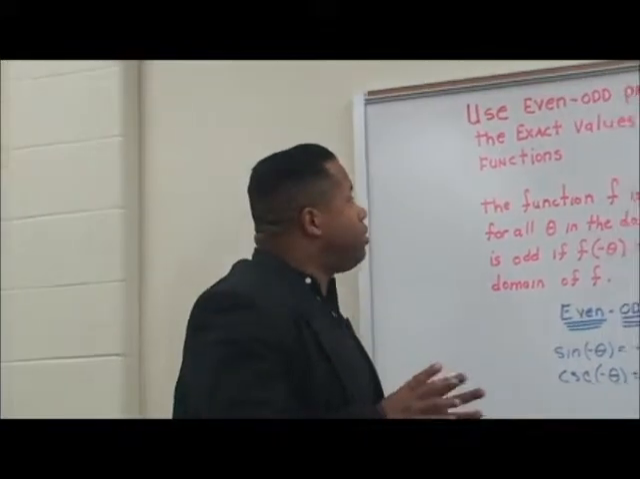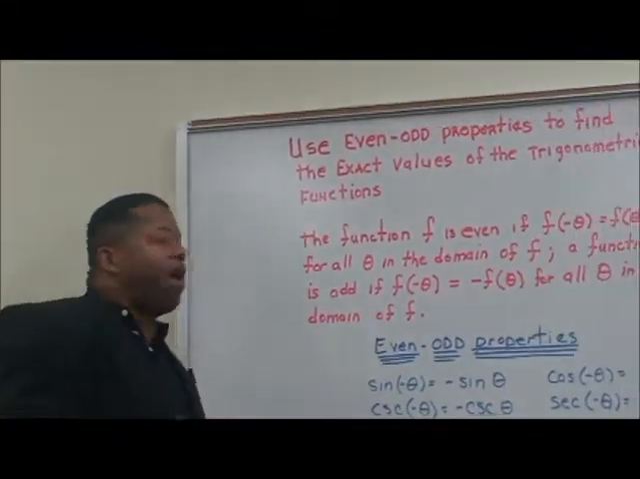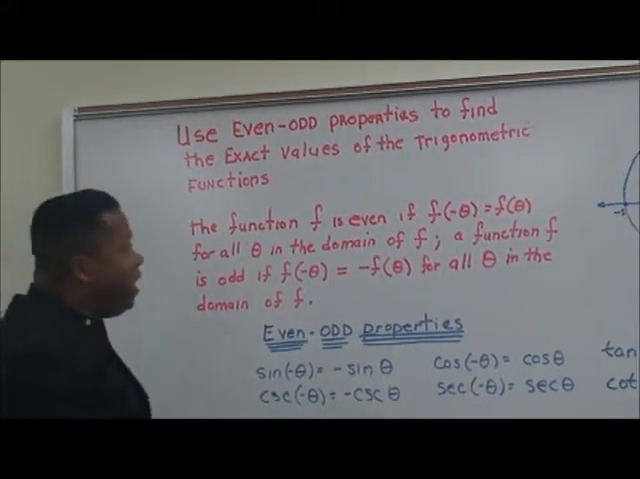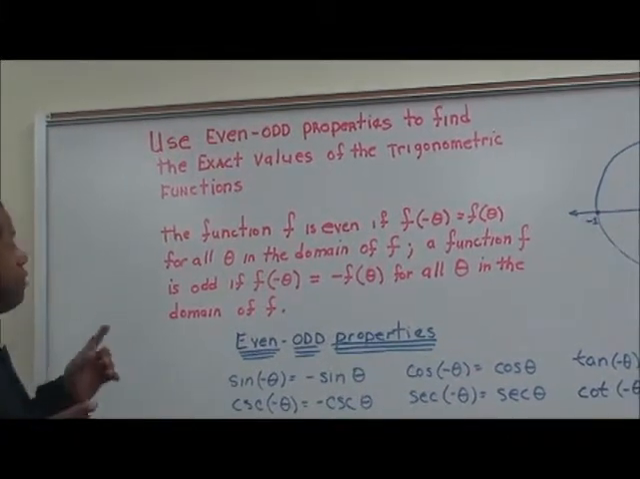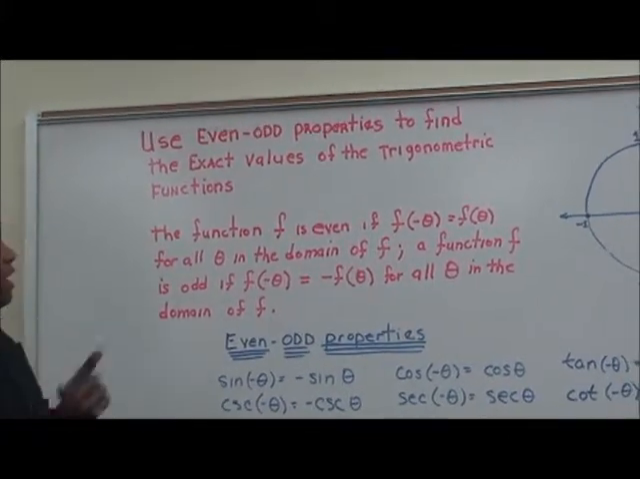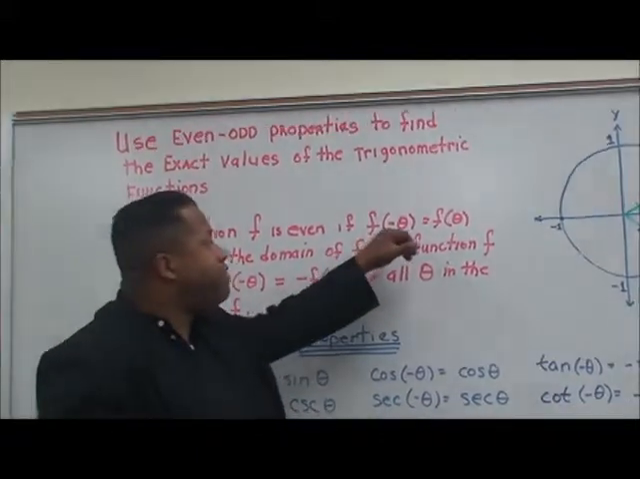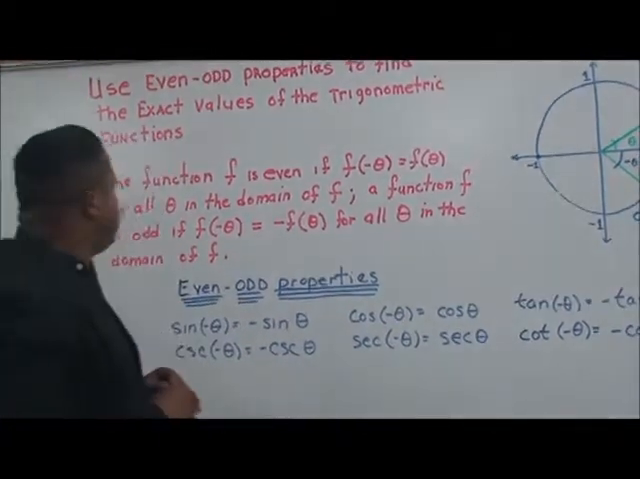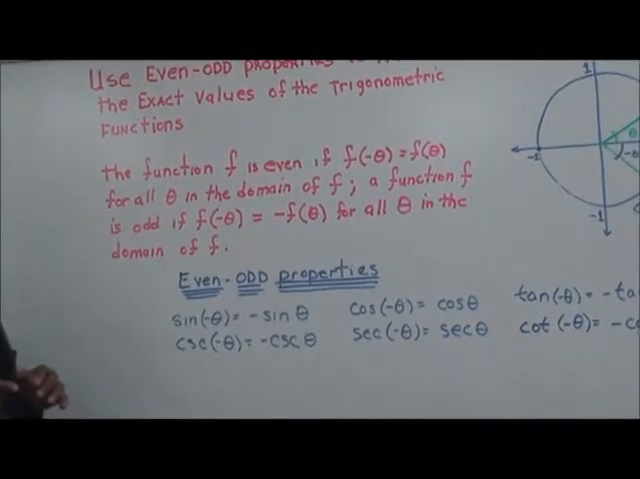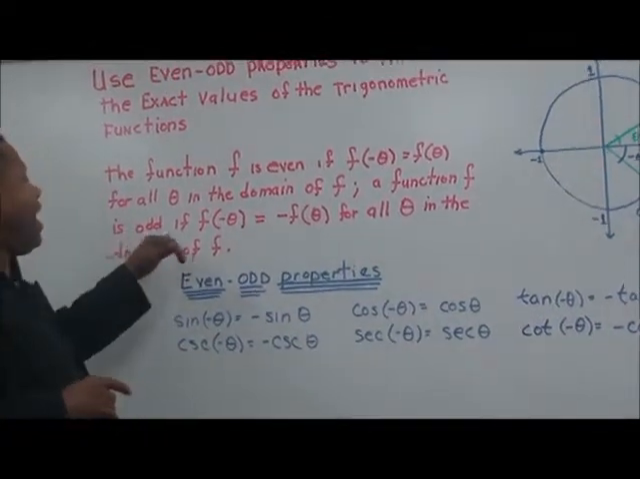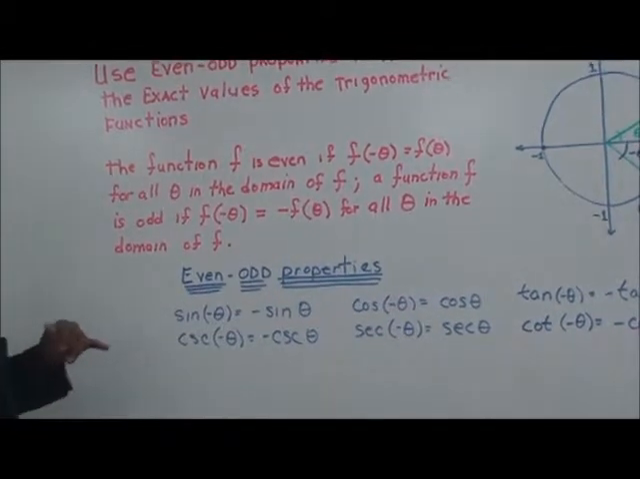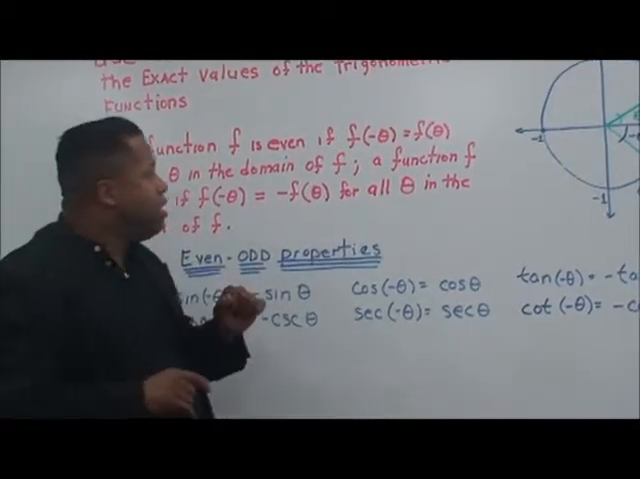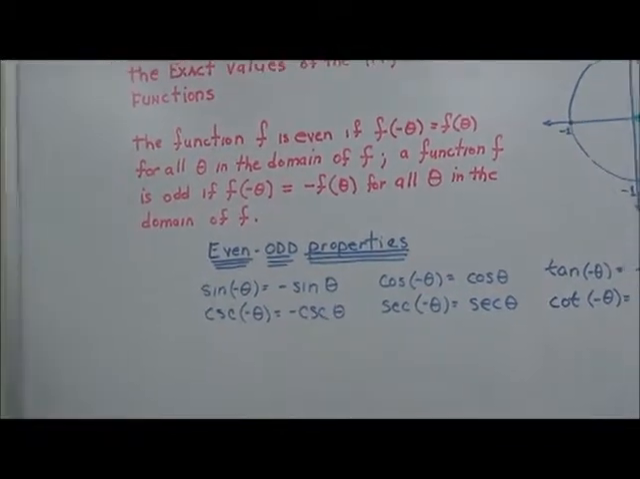Hello. Today we want to talk about even and odd properties to find exact values in trigonometric functions. Now, let's look at the function f being even if f of negative theta is equal to f of theta for all theta in the domain of f, and the function f is odd if f of negative theta is equal to negative f of theta for all theta in the domain of f.